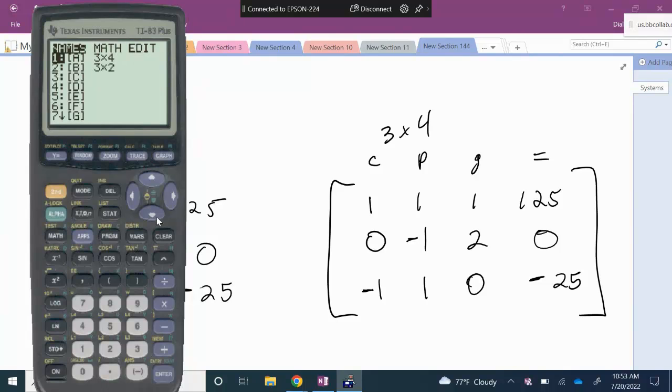So now I'm going to calculate the solution. I'm going to go back in the matrix. Under math, we're going to find RREF. I'm going to put back in matrix A. All right, and again, I'm going to use RREF.